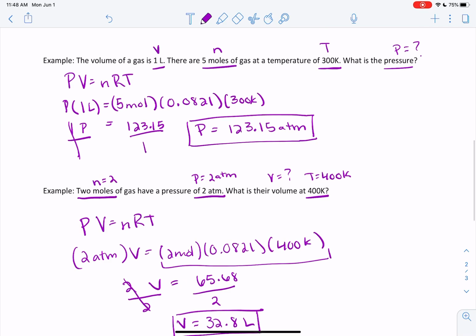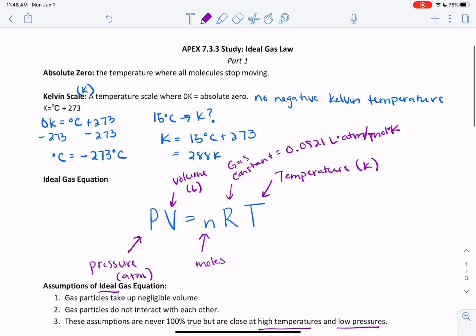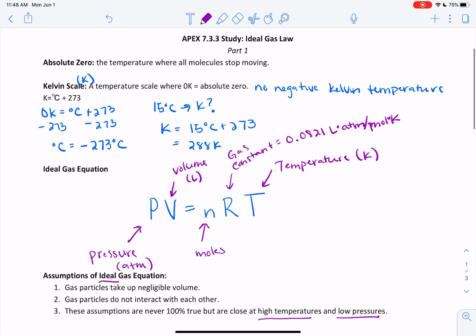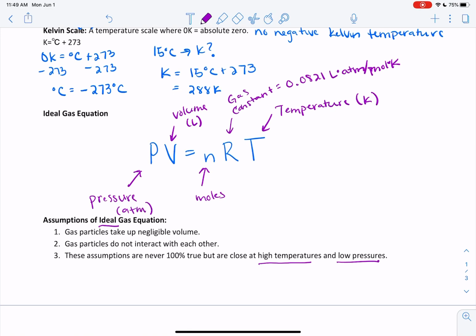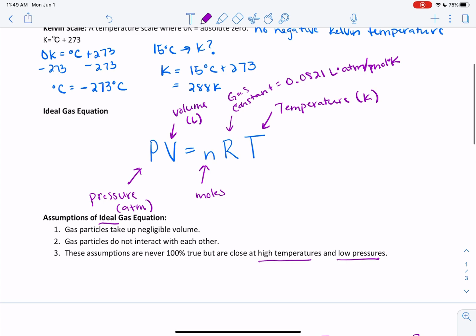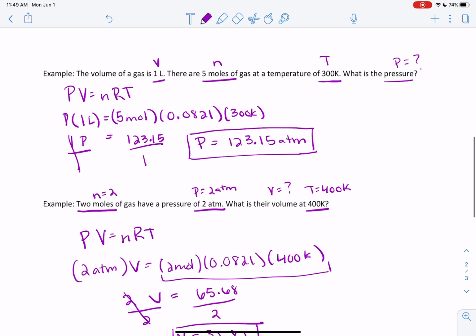Okay, so from this section of the Apex, what we really want to know is, what is absolute zero? What is the Kelvin scale? How do you convert Celsius to Kelvin? What is this ideal gas equation? We need to know these 2 assumptions, that the particles take up negligible volume, they're very small, and they don't interact with each other. And then we need to be able to use that PV equals nRT ideal gas equation. And here are a couple examples.